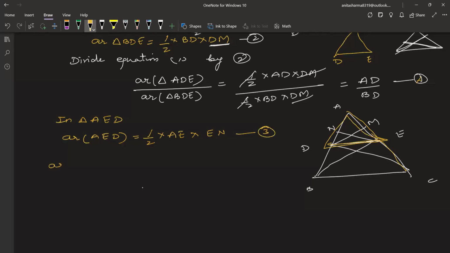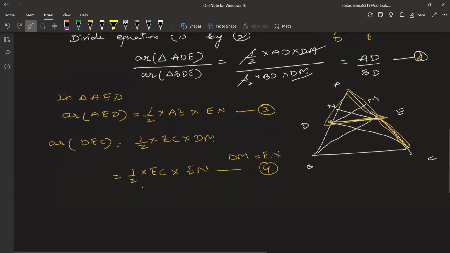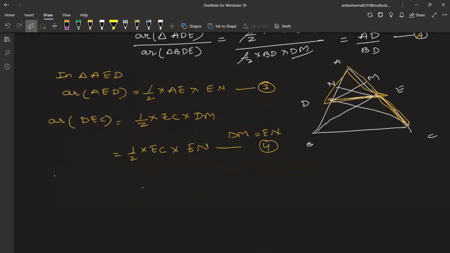Now the area of triangle DEC: what will it be? Half into base EC, and your perpendicular will be DM. DM and EN are both equal. So you can write it as half into EC into EN. Right, children? Mark this equation as 4. Understood?